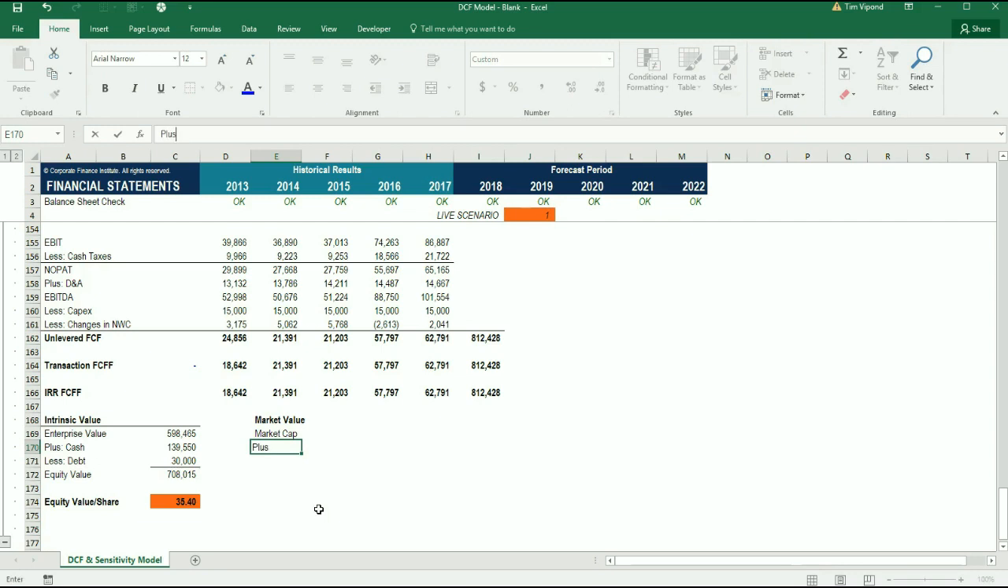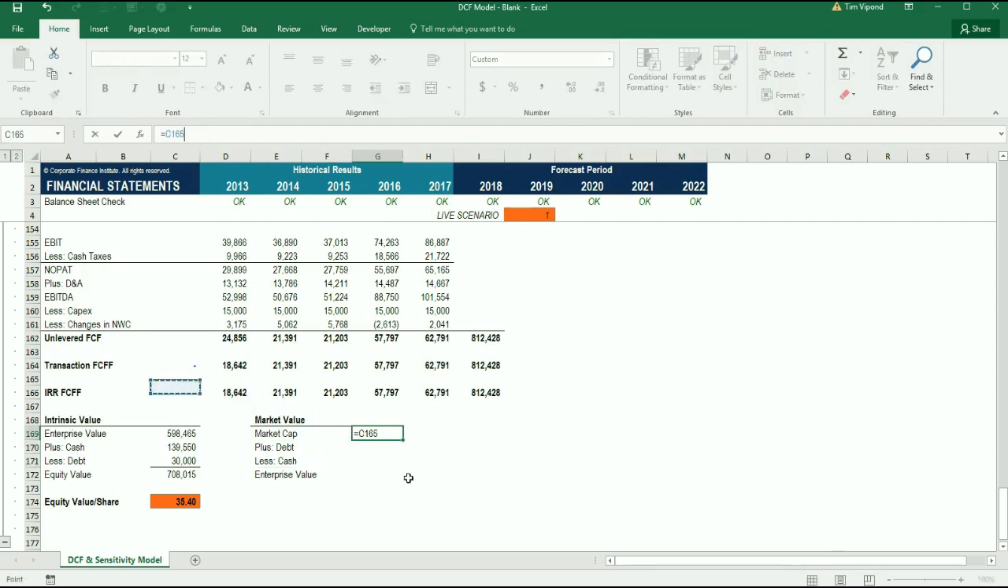Then we're going to add the debt, subtract the cash, and arrive at enterprise value. So we're doing the opposite of what we did in the table over here. We're working our way from market cap to enterprise value as opposed to the other way around.